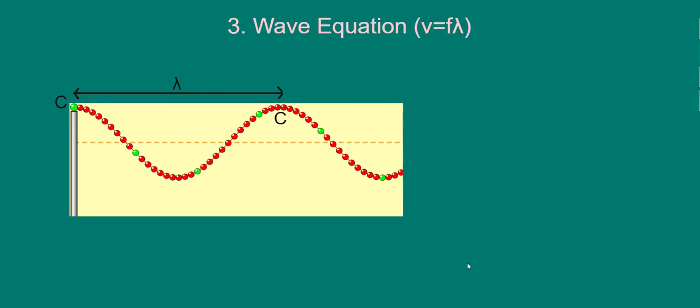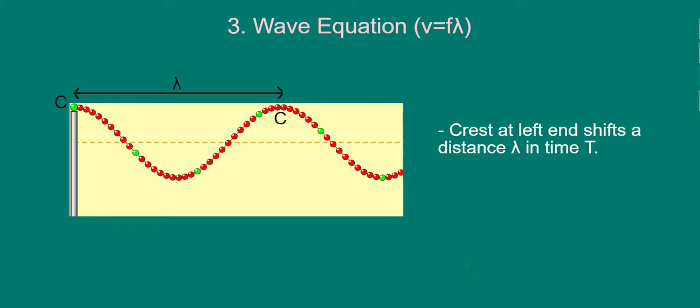Now, onto the wave equation and its derivation. By now, you understand that the wave pattern moves at the wave speed v. We can find out what v depends on by considering a crest, say the crest at the left end in the diagram. This crest will shift along by a distance equal to the wavelength, and will take a time equal to the period to do this. Therefore, the wave speed is given by distance traveled divided by the time taken, lambda over capital T. Remembering that 1 over T is frequency, we end up with the wave equation, v equals f lambda.